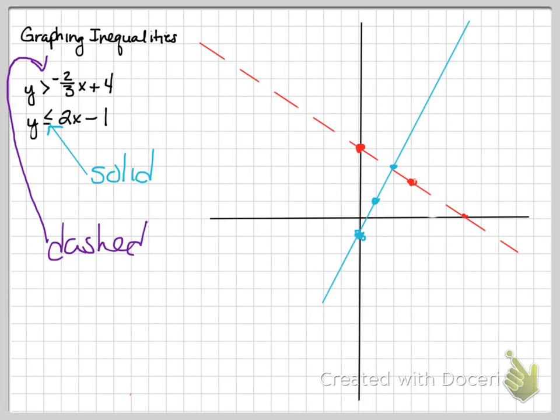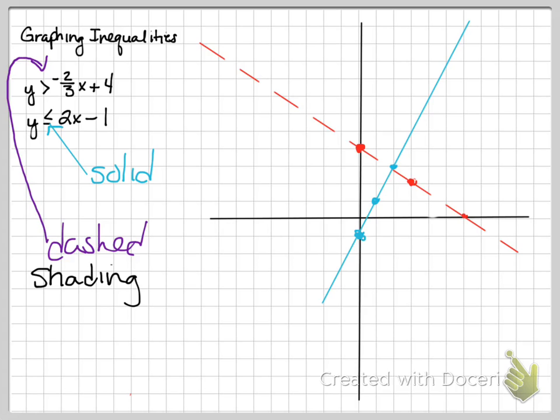So now we're not done yet. We need to determine the shading. And that's the important thing because that shows us where all our solutions are. And the way we're going to determine the shading is we're going to use 0, 0, because 0, 0 is not on either one of the lines, but it's an easy number to work with.